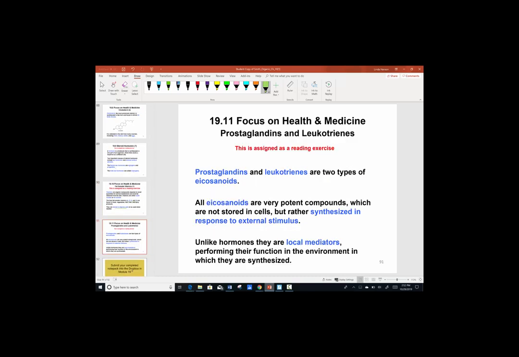And then finally, the last focus on health will look at prostaglandins and leukotrienes. Leukotrienes and prostaglandins, trying to say those words so you can hear them in your head. Prostaglandins and leukotrienes, you can hear the 3 double bonds with that word, triene. There are 2 types of this chemical family called eicosanoids. And read a little bit about how they're synthesized and how they're called local mediators.